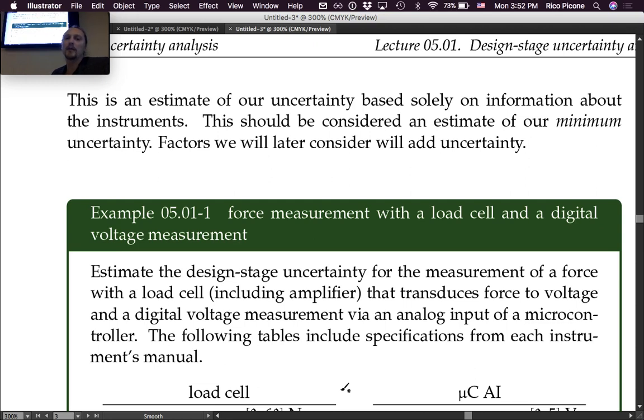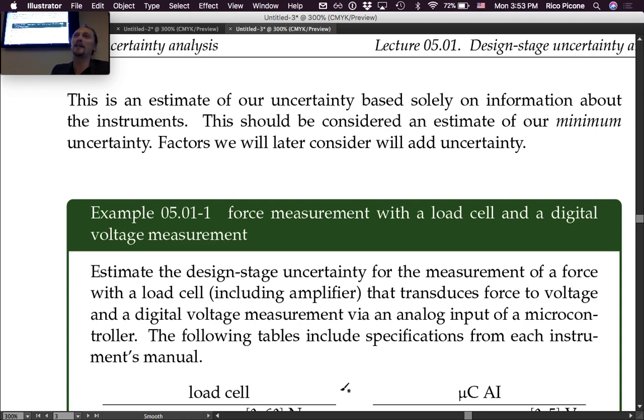Okay? Factors we will later consider will add uncertainty. So when we start to consider the random error aspect, especially when we start to take measurements and we have sample statistics from our actual devices, then we can get a better prediction of our uncertainty. Okay? So for now, we think of this as being an optimistic value. It's great for saying this would never work, or this could work plausibly. It's great to tell you at that stage whether or not this could possibly work, or not.